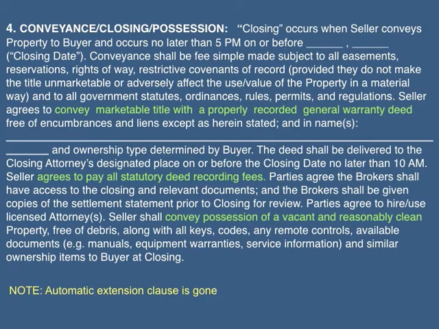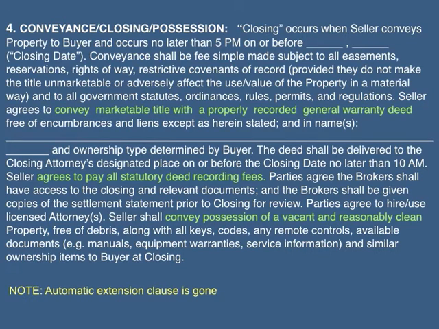Seller agrees to convey marketable title with a properly recorded general warranty deed, free of encumbrances and liens, except as herein stated and in the names. Then you have a line where you put the names that the property will be deeded to. I see some people put in "to be determined." I know attorneys really like to see the names in the contract. It's a huge help to them. And the ownership type is determined by the buyer.